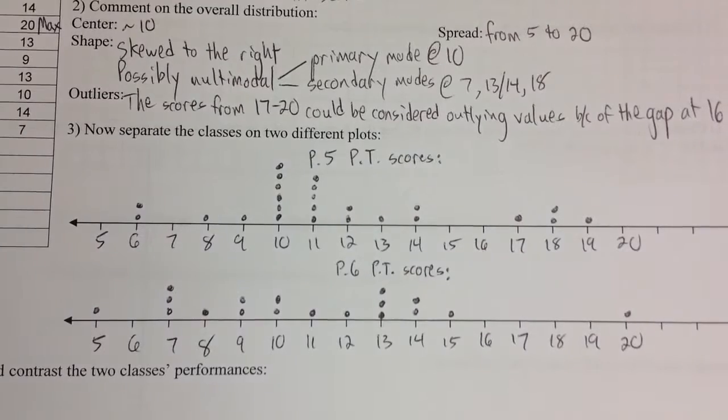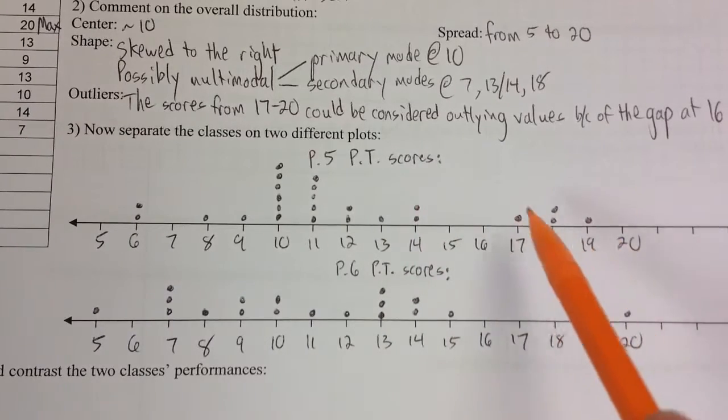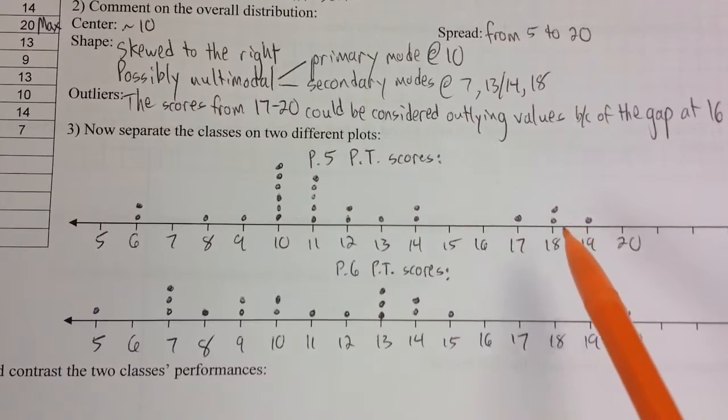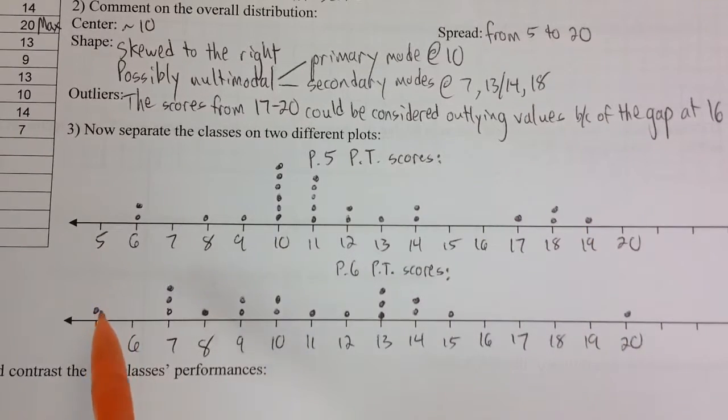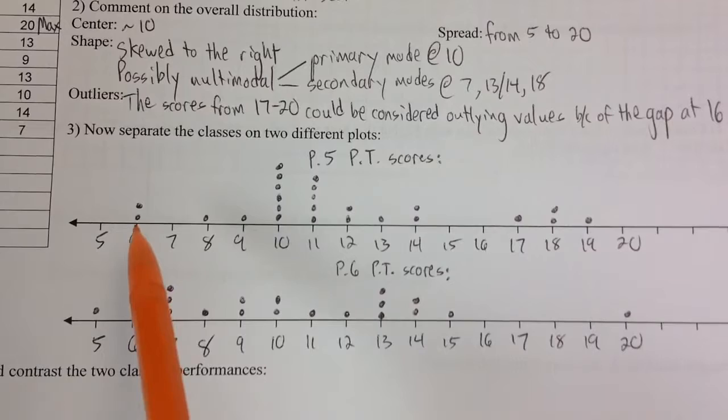So the one that we can see is the furthest removed between both classes is this person who got a 20 in period 6. They're the king of period 6, or queen. Not sure. Period 5, you could consider the people getting 17 to 19 to be outlying. You could also consider these values on the low end, the person who got a 5 in period 6, and the 2 people who got 6s in period 5 to be outlying values. Okay? But not a big difference in the overall performances between the two classes.